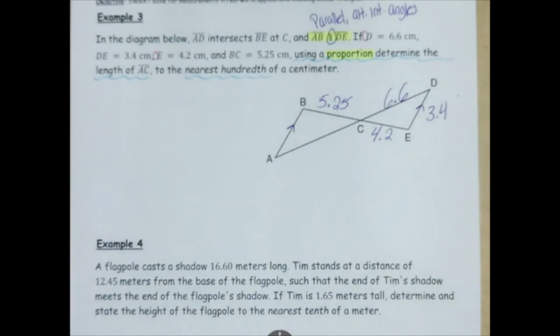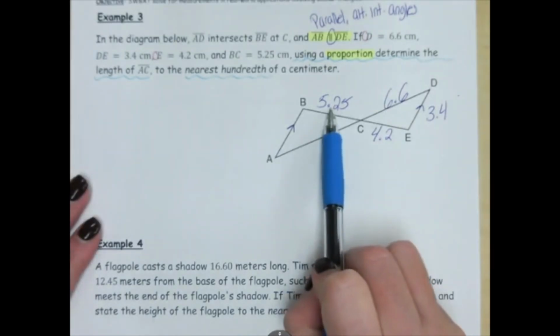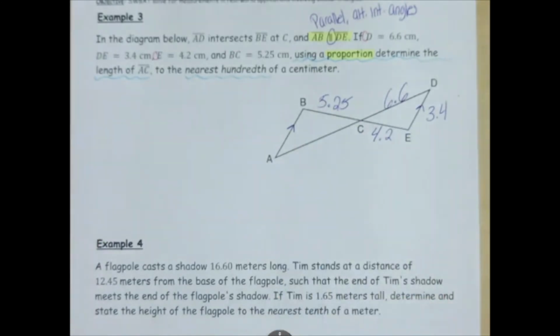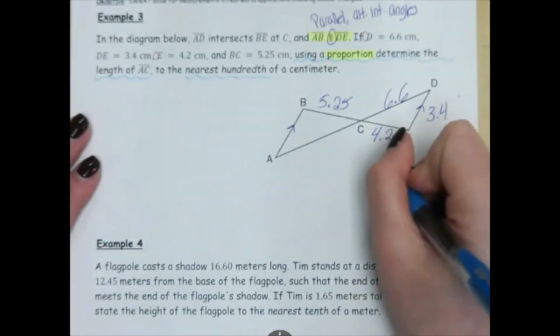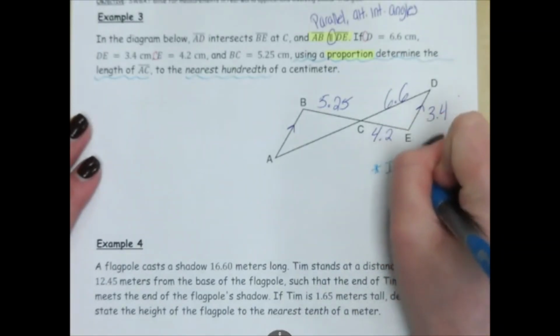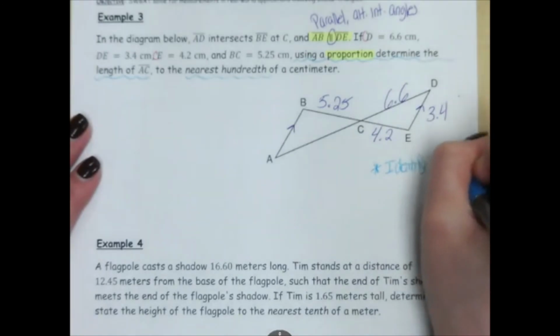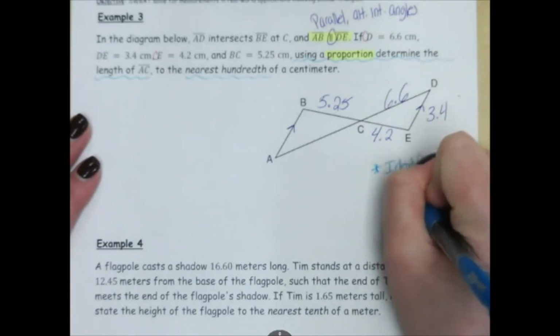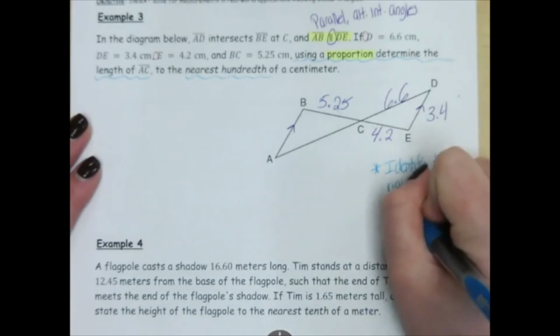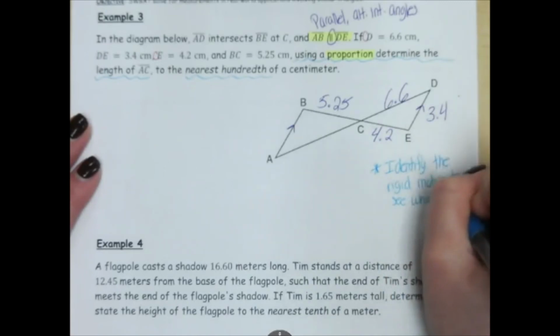Now, when I'm first looking at these two triangles, at this point in time, I have no idea what's going to correspond. I don't know if 5.25 corresponds with 6.6. Does it correspond with the 4.2? I don't know. So here we go. Add this as a little star. The first thing you need to do is identify, add this to your notes, identify the rigid motion, so that you can see what will correspond.